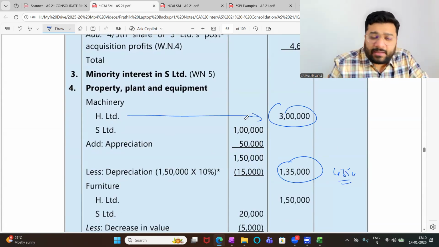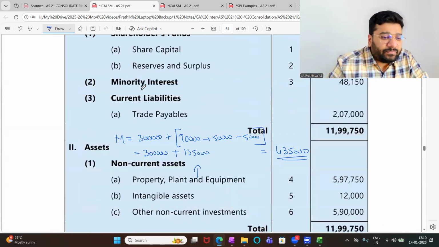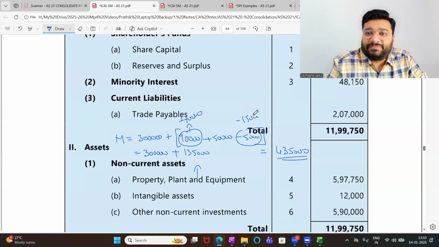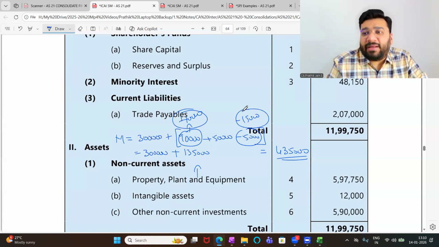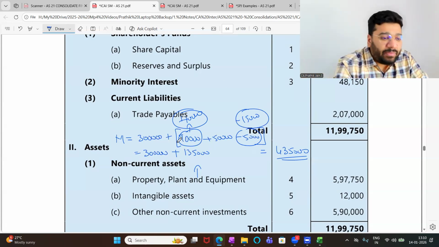H Limited 3 lakh. S Limited ka opening balance 1 lakh. So we have started from where? We started from 90,000. What they've done is they've added 10,000 here, and while minusing depreciation, full 15,000 they are minusing. They have reversed the depreciation here and whole depreciation here they're minusing. Got it, not got it? So they're coming from the beginning. From the beginning of the year they're coming.